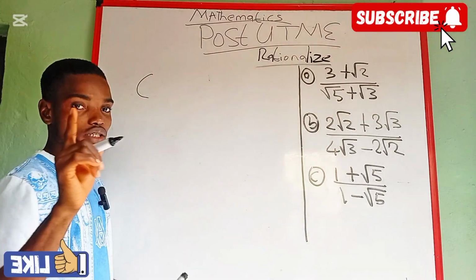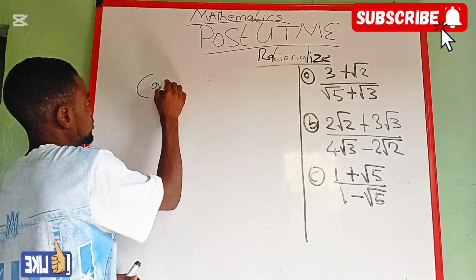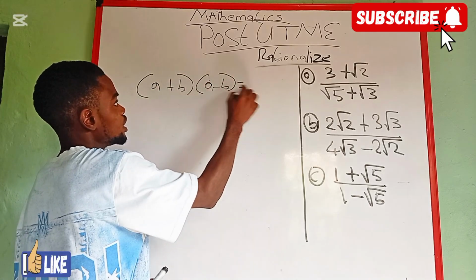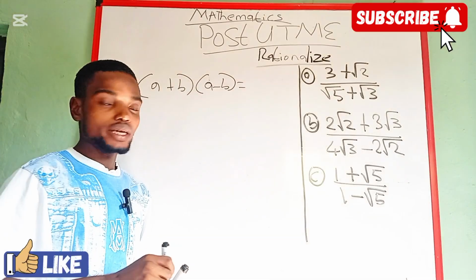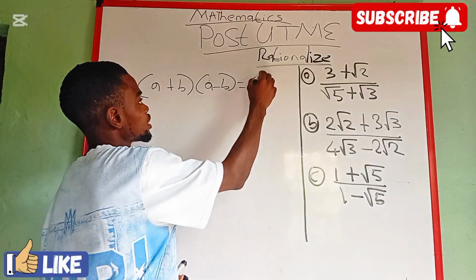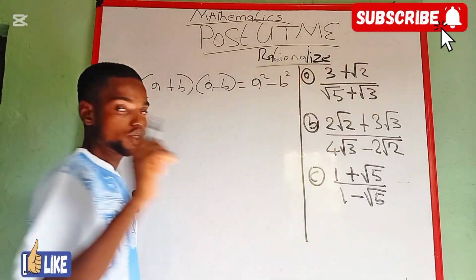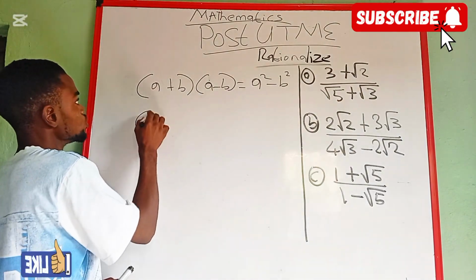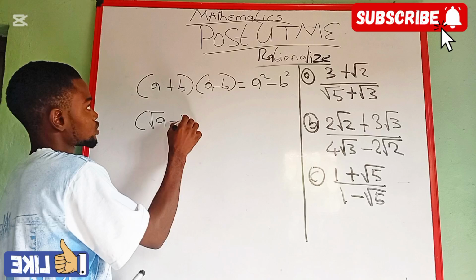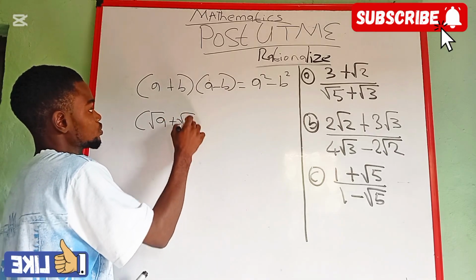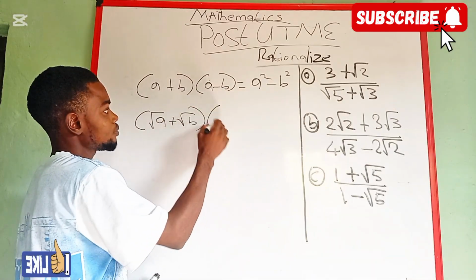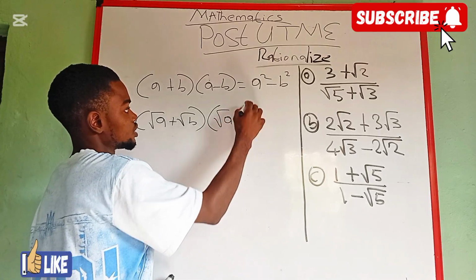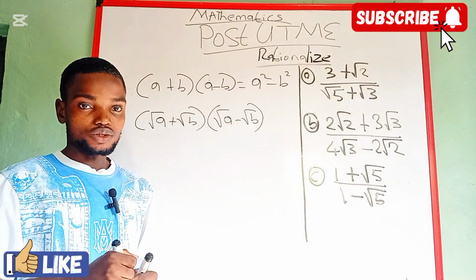We call it conjugate of sort. Remember that (A plus B)(A minus B), if you expand this bracket, you are going to result to A squared minus B squared. Take note. Now, what if we have (root A plus root B)(root A minus root B)? What is the answer going to result?